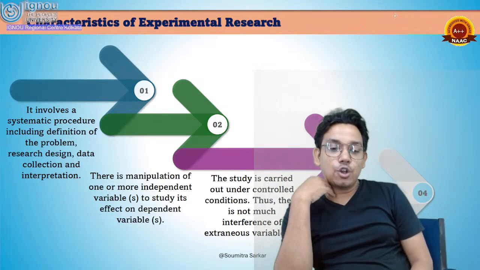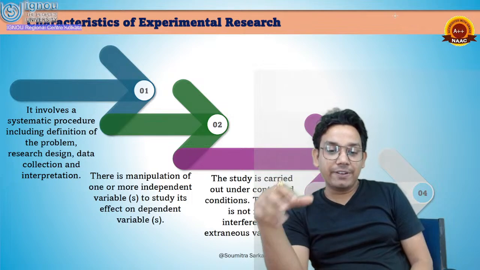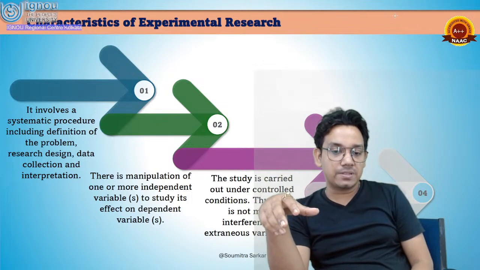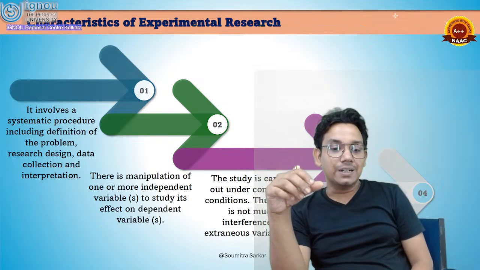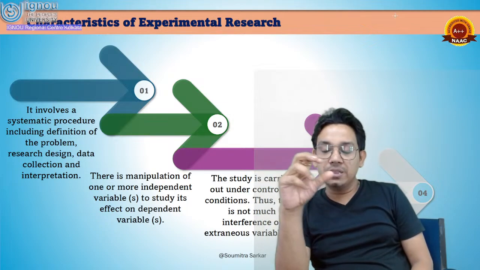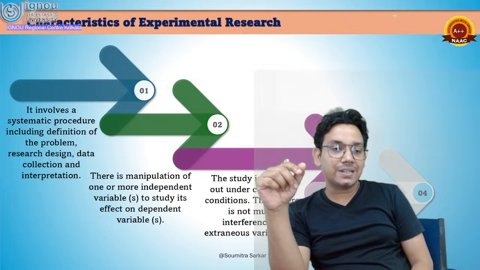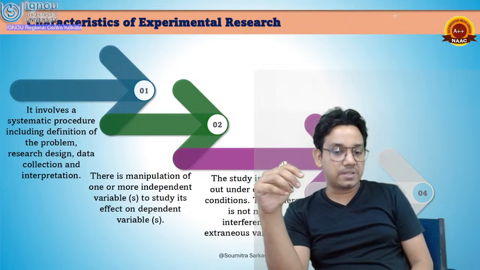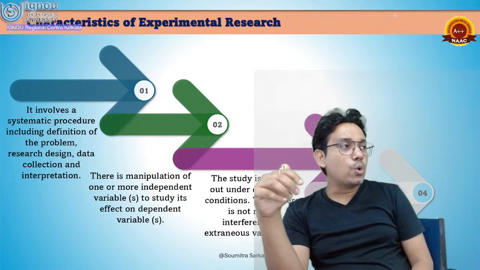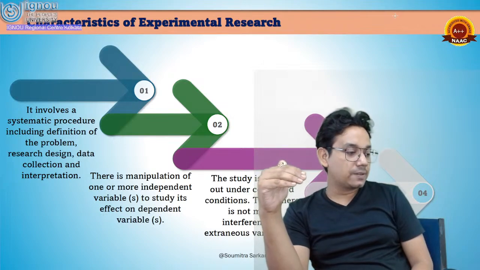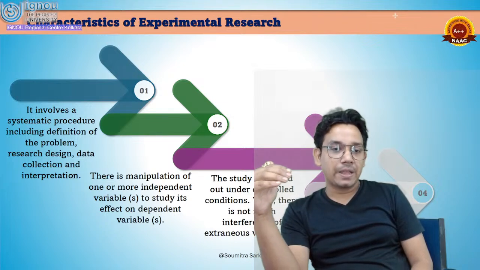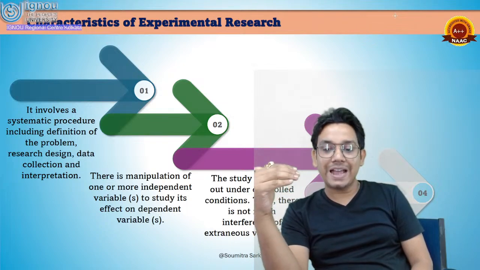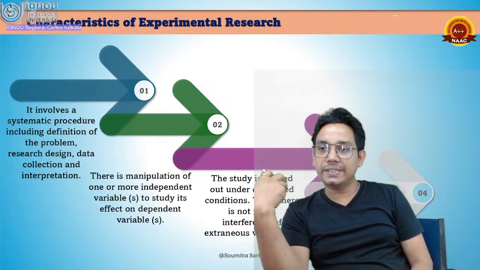The study is carried out under controlled conditions. Thus, there is not much interference of extraneous variables. That means the study is carried out under controlled conditions. Within the controlled setup, the researcher controls the variables. There is no such interference present to manipulate the results. And the fourth point is that it has high internal validity.